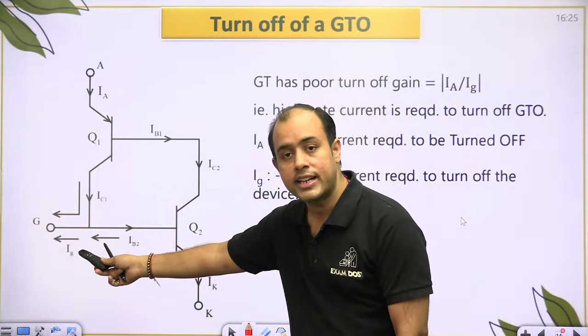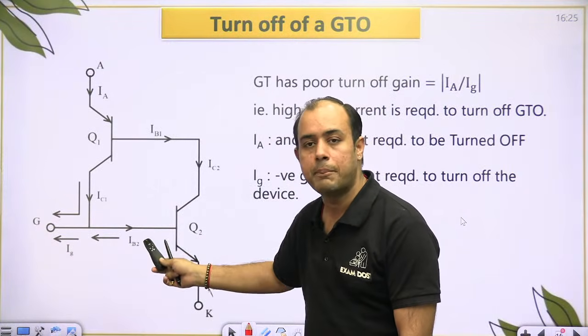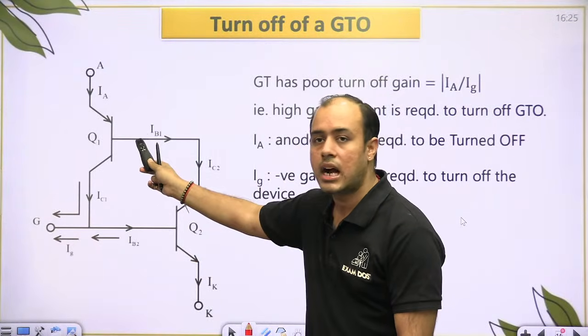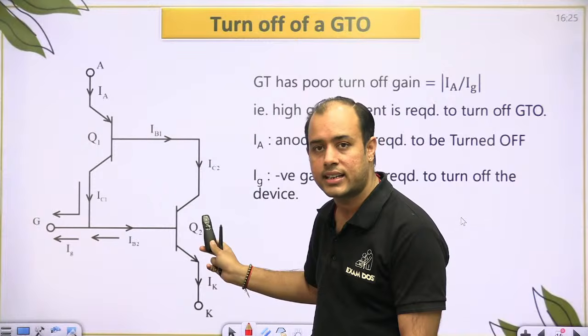जब आप गेट करंट को पलटते हैं तो Q2 का बेस करंट पलटता है, Q2 बंद हो जाता है और Q1 का बेस करंट Q2 के कलेक्टर करंट से आता है.